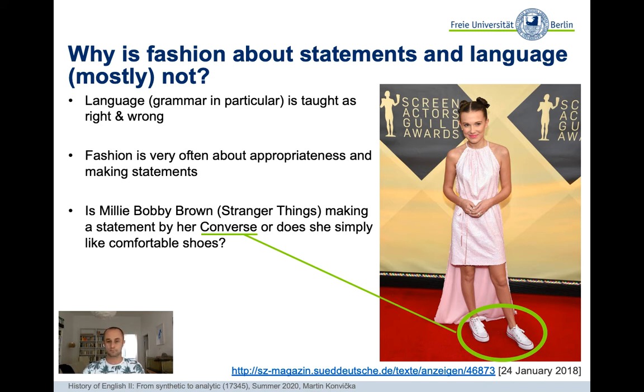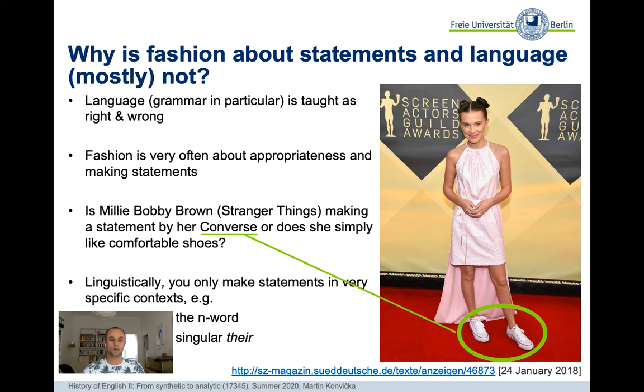So it has a deeper meaning, probably. And linguistically, this can also happen, but this happens actually only in very specific contexts, right? So things like using the N-word or other inappropriate or banned words, or if we go in the other direction, using things like singular they to refer to a single person, right? So this would also make a statement.